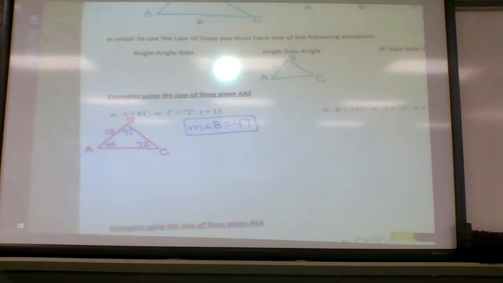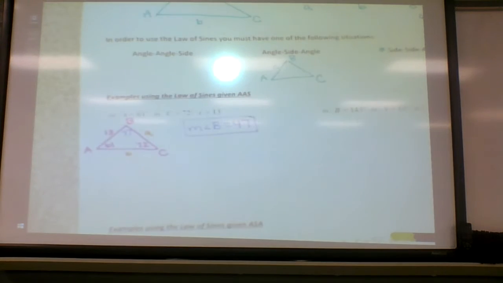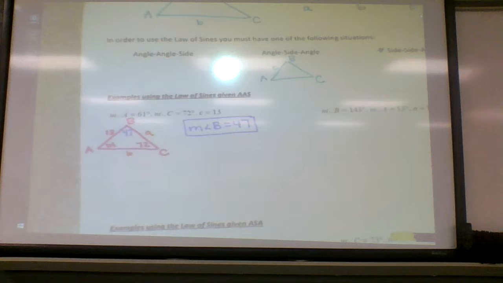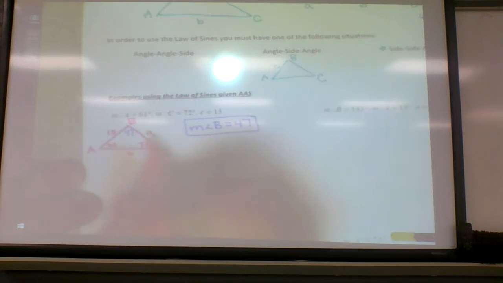All right, and then we have to find little side B and little side A. So side A and side B are what we're looking for. And so we're gonna do one at a time. And it doesn't matter the order that we do them in necessarily. As long as you have a pair, you're good to go, all right? So we're gonna use the law of sines. So you wanna do A first?